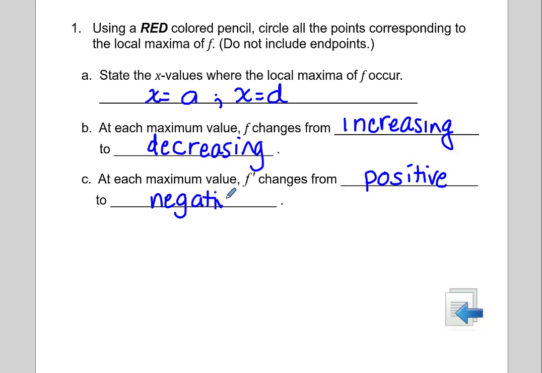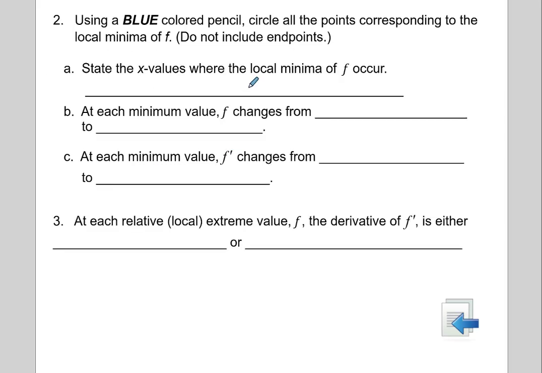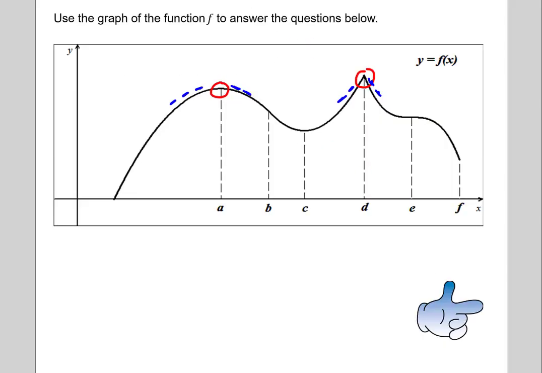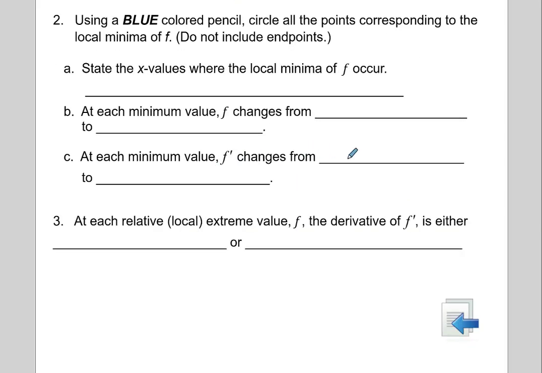Next, in number 2, they're telling us to use a blue pencil and circle all the points that correspond to the local minimum and state the x values where that minimum occurs. So getting rid of these little tangent lines here, using a blue pencil, the minimums would occur here, and that's about it. So at letter C, we have a minimum at x equals c.